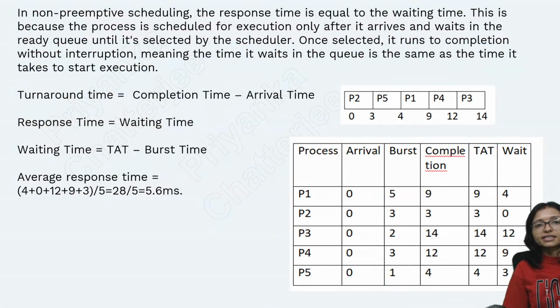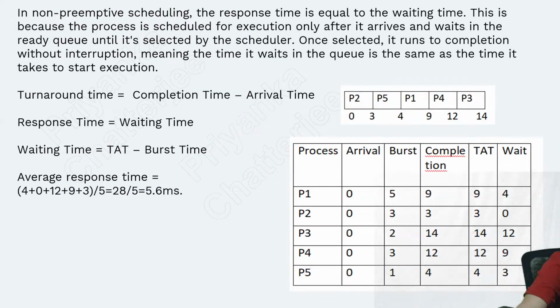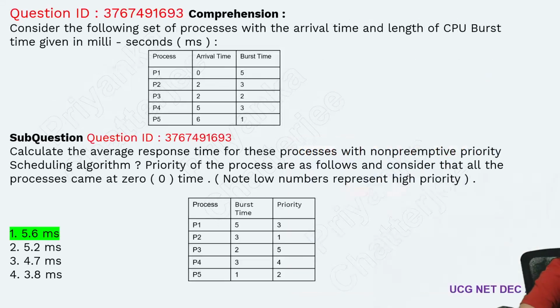Right? So here you can see how to do this. Completion time, you are getting this Gantt chart. It was non-preemptive and priority was given, different priorities. According to the priority, whenever you are going, then you are getting this turnaround time. After that, you will make this table and from this table, you are getting 5.6. 5.6 is the answer. Okay? Clear to everyone? Okay, 5.6 is the correct answer here.